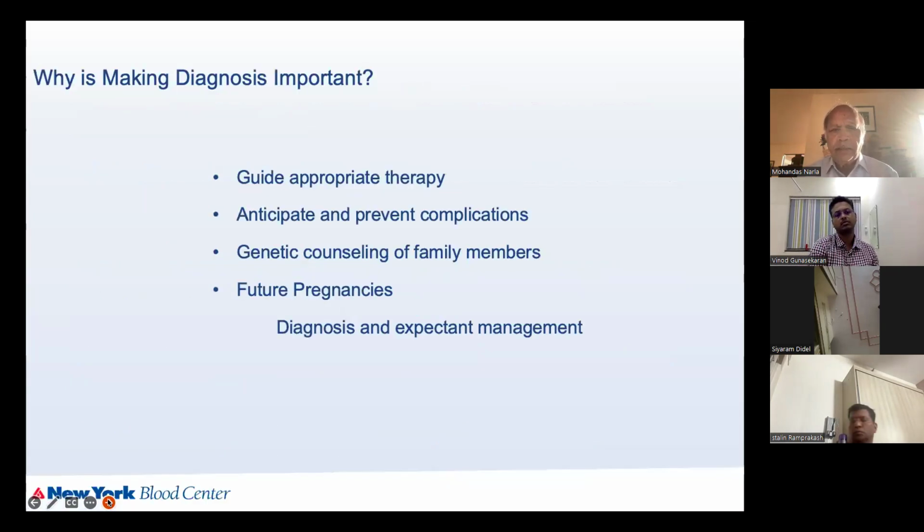You can ask why it's important to make a diagnosis of red cell membrane disorders or sickle cell. Basically, it guides appropriate therapy. As I said, it's very variable from patient to patient, and it's really important to diagnose and quantitate the extent of anemia and explain it. It also helps anticipate and prevent complications, for example, iron overload due to ineffective erythropoiesis. And genetic counseling of family members is very important in terms of future pregnancies and diagnosis and expectant management of these children. As pediatricians, I'm sure you're very well aware of this. Can I have the next slide, please?